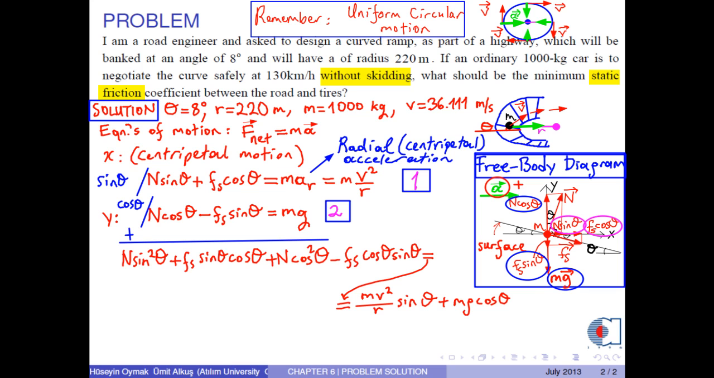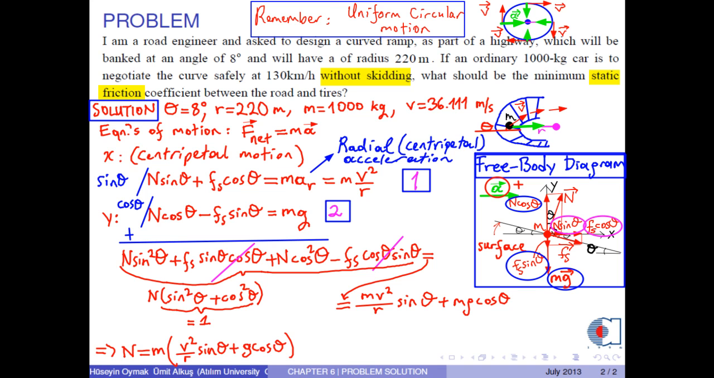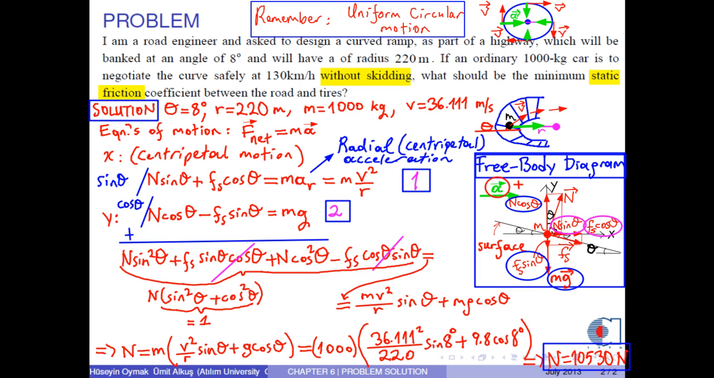We obtain, on the left hand side, the term Fs sine theta cosine theta is gone, so we are left with N times sine theta squared plus cosine theta squared. Here we know that sine theta squared plus cosine theta squared is equal to 1. As a result, we obtain an expression for the normal force N as, with the numerical values, we obtain the normal force N as 10,530 newtons.